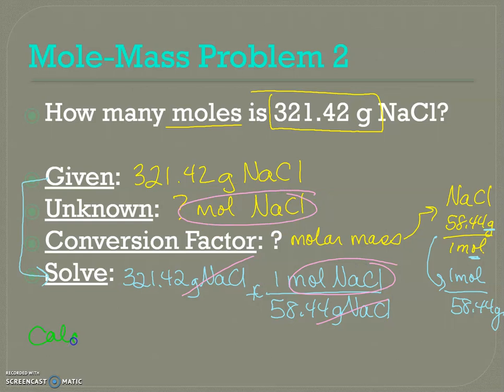So in the calculator, what I would do is 321.42. I would multiply it by 1, and then I divide by my denominator. Divided by 58.44 equals. Please take a moment and put this into your calculator and see what you get. What's your value? 5.5 moles NaCl. If I have 1, 2, 3, 4, 5 sig figs here, I could say 5.5, 1, 2, 3, 4 moles NaCl here.